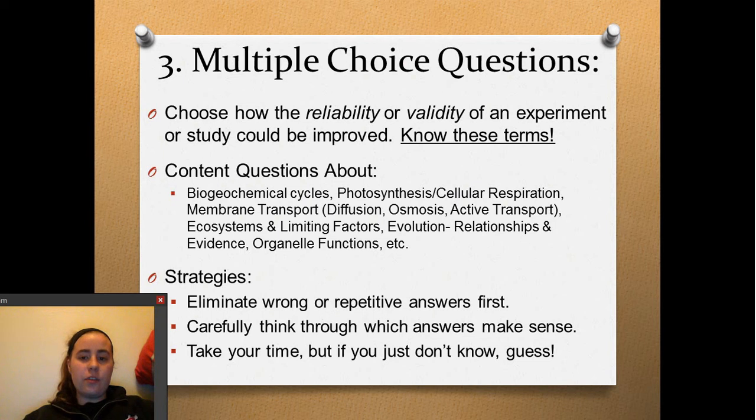Finally, the third type of question is multiple choice questions. You might be asked to choose how reliable or valid an experiment or study is, or how it could be improved. You might be asked content questions about all of this different stuff we've learned this year that I've listed up here on the slide. And some strategies to help you with this are to eliminate wrong or repetitive answers first. If you know something's wrong, just cross it out. Don't go back to it.